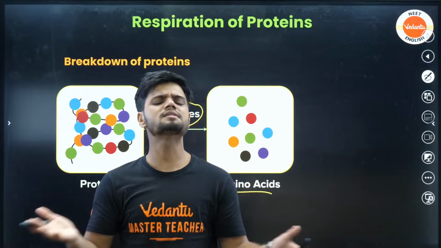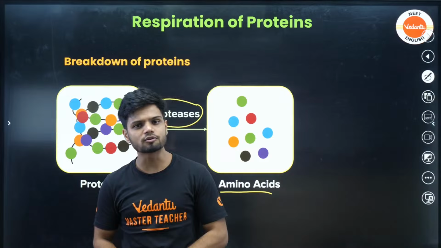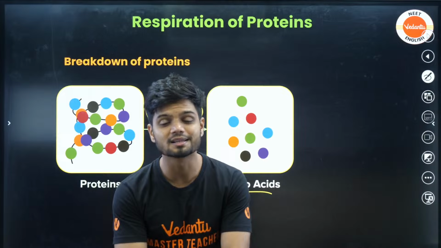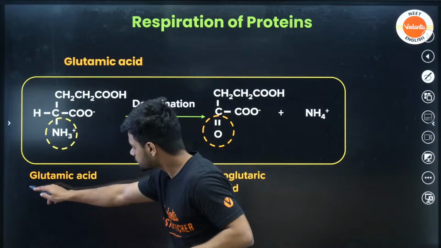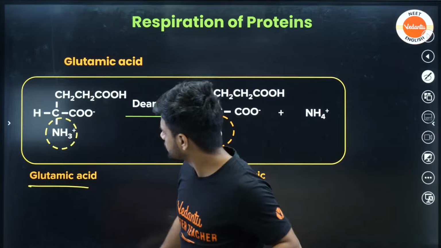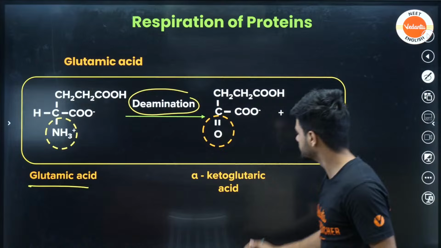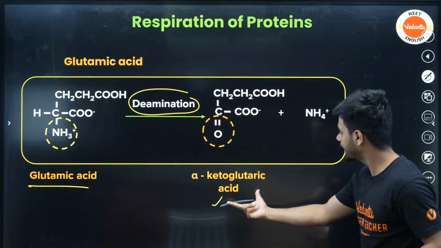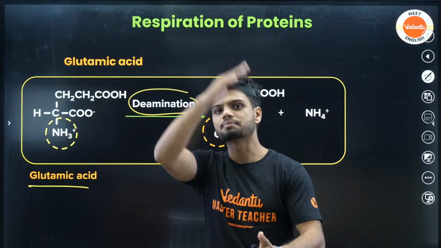But sir, how do these amino acids help us? How can these amino acids enter your glycolysis, Krebs cycle and everything? The answer is very simple. The answer is deamination. If you look at your glutamic acid, glutamic acid is a type of amino acid. When glutamic acid undergoes deamination, it produces your alpha-ketoglutarate. And this alpha-ketoglutarate will enter your Krebs cycle again. Done and dusted. And Krebs cycle will produce us energy.